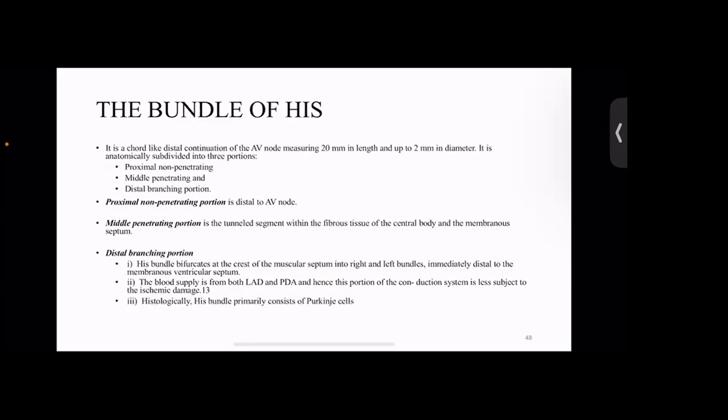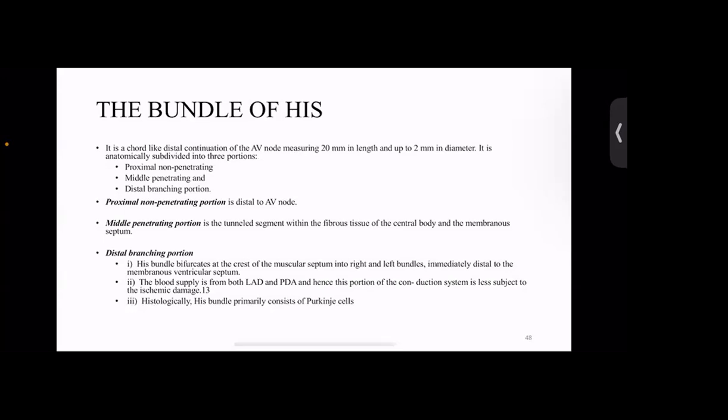So the bundle of His, it's actually a cord-like distal continuation of the AV node. It measures about 20 millimeters in length and up to 2 millimeters in diameter. It is anatomically subdivided into 3 portions. So we have the proximal part that is non-penetrating, the middle part that is penetrating, and then the distal branching portion. So the proximal non-penetrating portion is just the portion distal to the AV node.